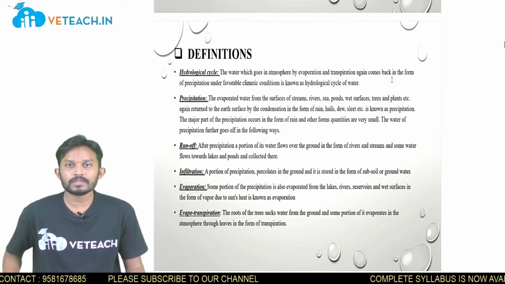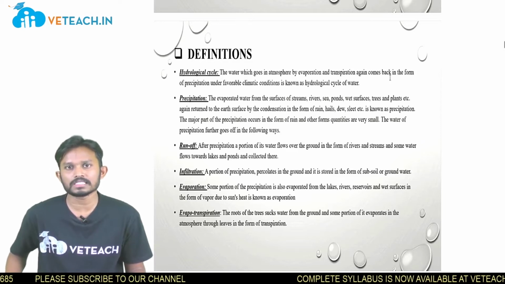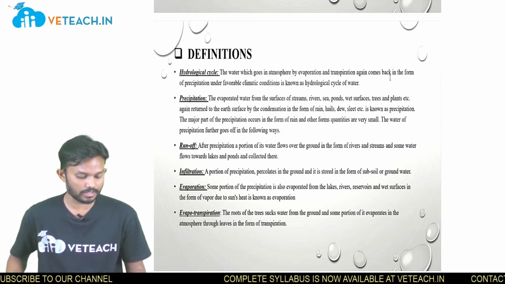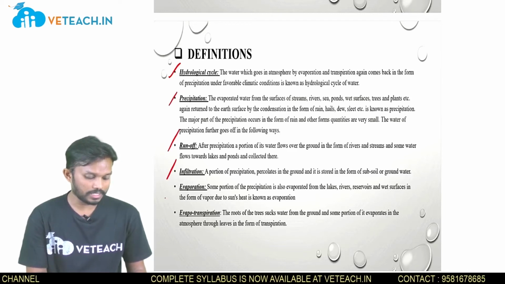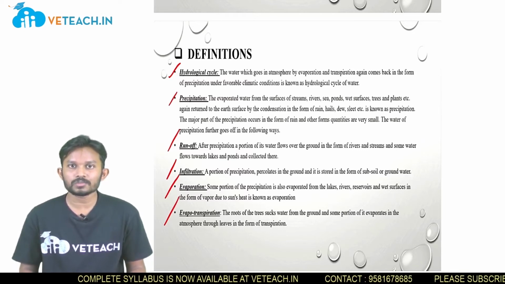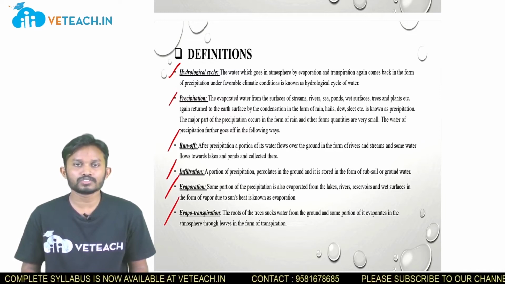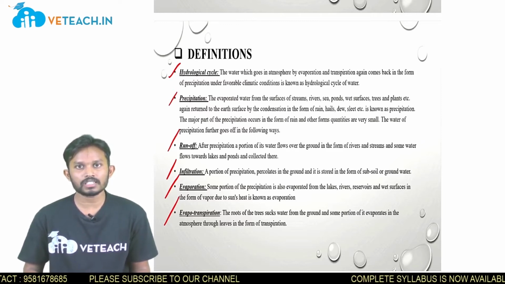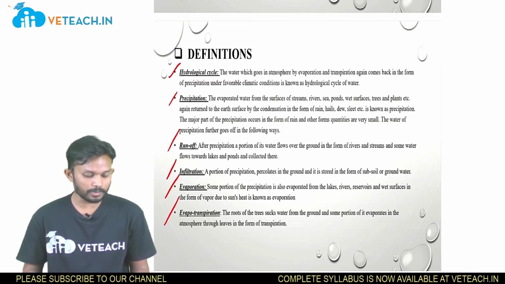Coming to this slide, basic definitions, we can see how the water is distributed, or what the cycle behind this distribution is. We can see the hydrological cycle: precipitation, runoff, infiltration, evaporation and evapotranspiration. In the hydrological cycle, the water which goes to the atmosphere returns back to the Earth's surface, and in turn returns to the atmosphere. This continuous process is known as a cycle, and it happens step by step, right from precipitation till evapotranspiration.